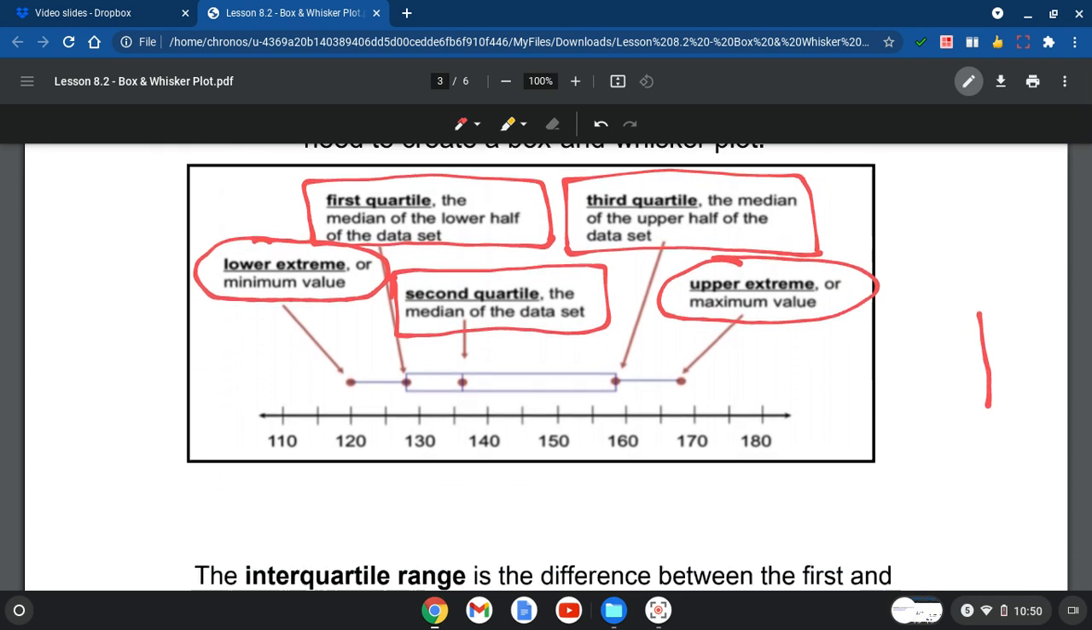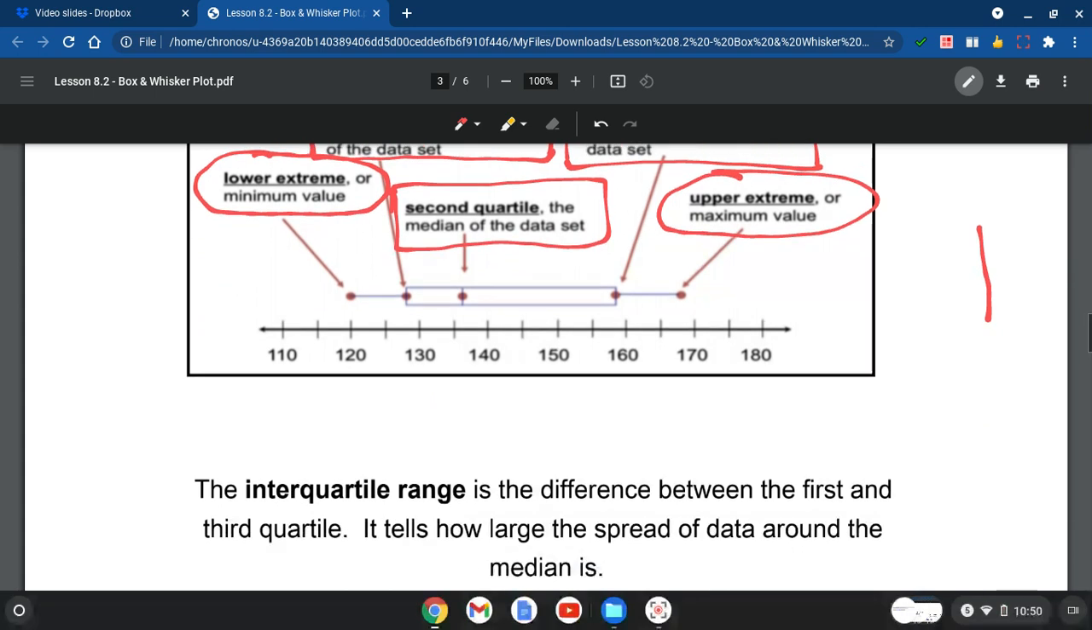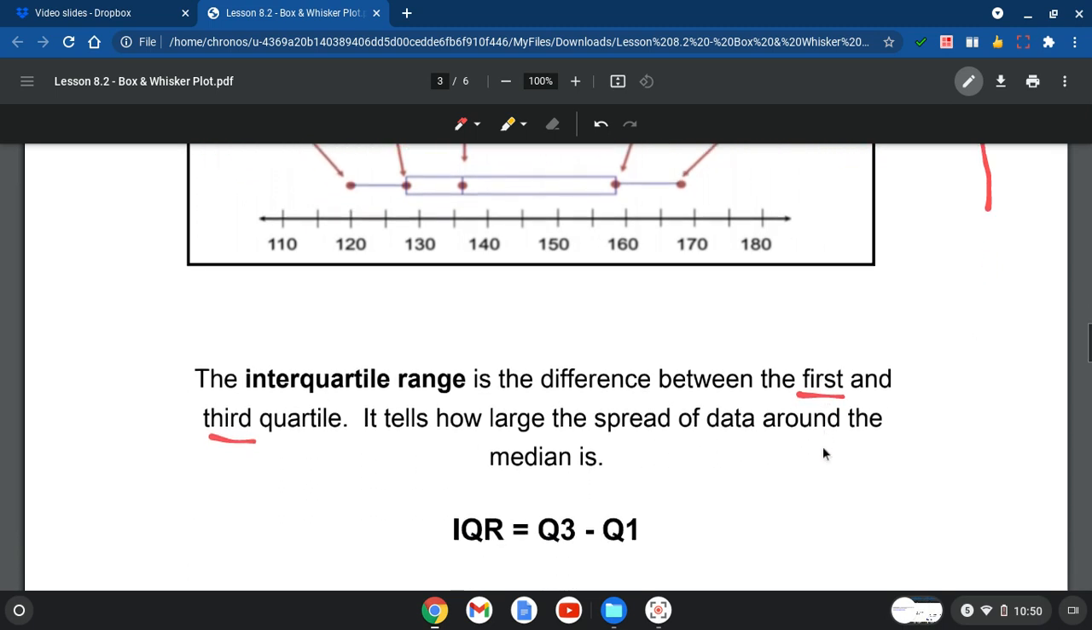Your interquartile range is the difference between the first and the third quartile. It tells how large the spread of data around the median is. So, for example, if you wanted to find the interquartile range, you would take your upper quartile and subtract it by your lower quartile.